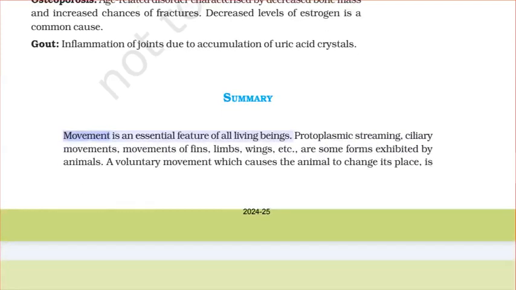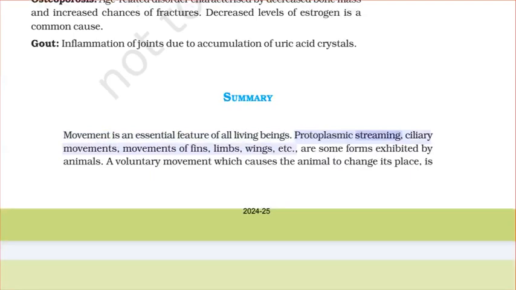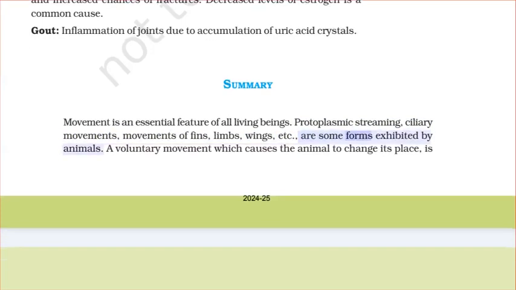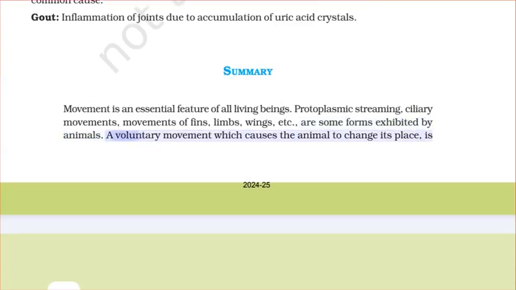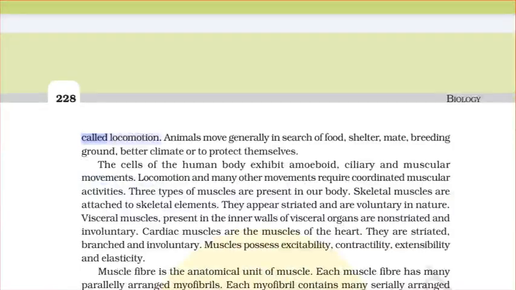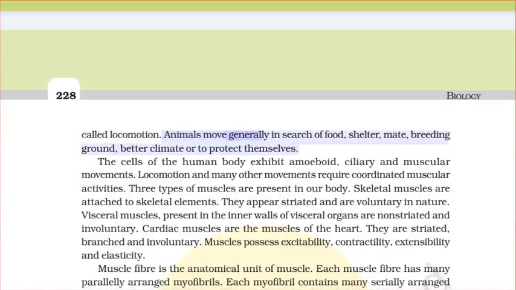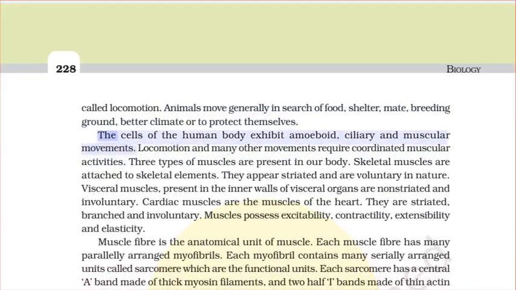Summary: movement is an essential feature of all living beings. Protoplasmic streaming, ciliary movements, movements of fins, limbs, wings, etc. are some forms exhibited by animals. A voluntary movement which causes the animal to change its place is called locomotion. Animals move generally in search of food, shelter, mate, breeding ground, better climate, or to protect themselves. The cells of the human body exhibit amoeboid, ciliary, and muscular movements.